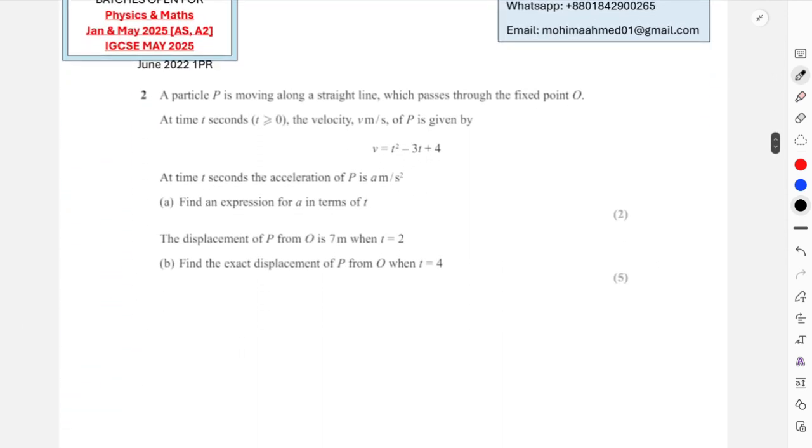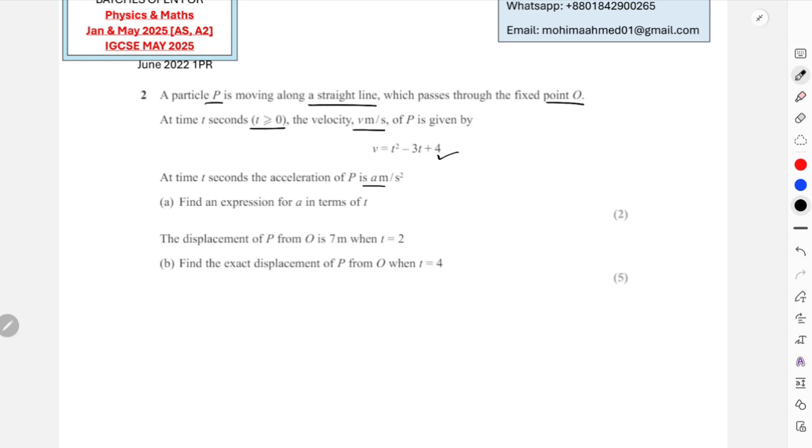This is from kinematics. Okay, a particle P is moving along a straight line which passes through the fixed point origin O, where it is given that t is greater than or equals to 0 and the velocity is v meters per second. This is your equation for velocity. At time t seconds, the acceleration of P is a. Find an expression for a.